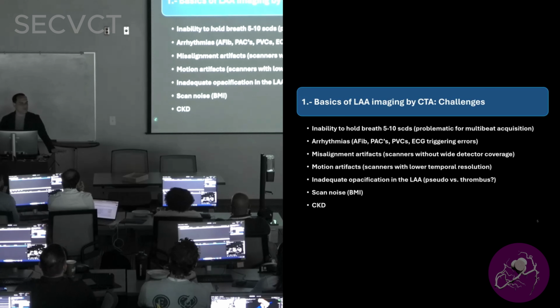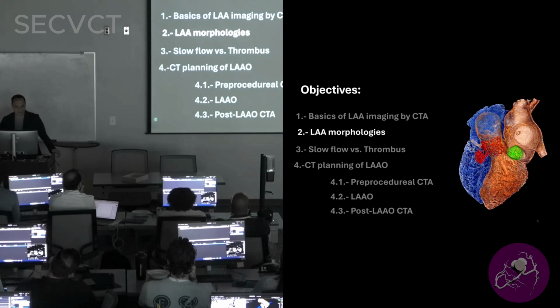What are some of the challenges? Well, the inability to hold your breath, the arrhythmia, some misalignment artifact. This is seen mostly on older generation scans rather than the most current ones, like so many of the speakers mentioned yesterday. Also inadequate opacification, scan noise, or CKD.